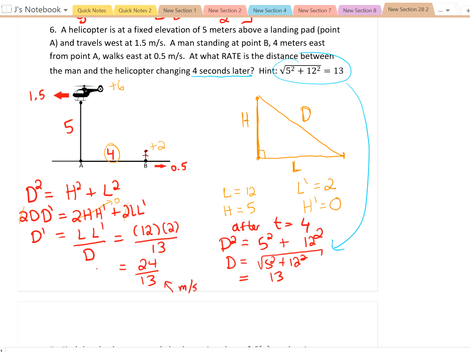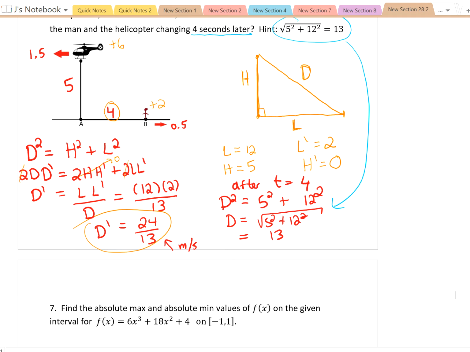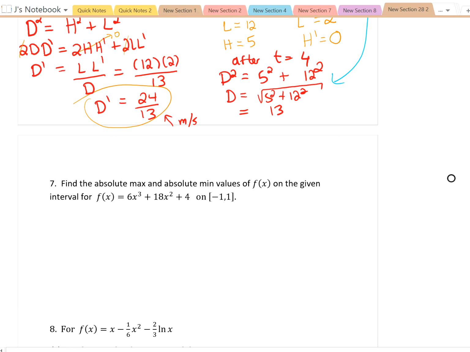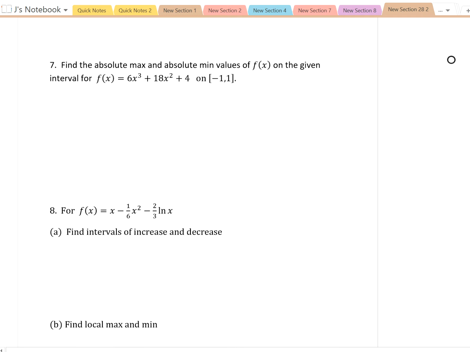Would be the rate of change of the distance. And that's our answer. Approximately 2. A little bit less. Okay, next one. Missing? No, everything's good. Next one.